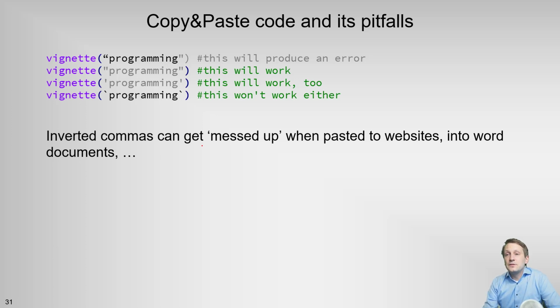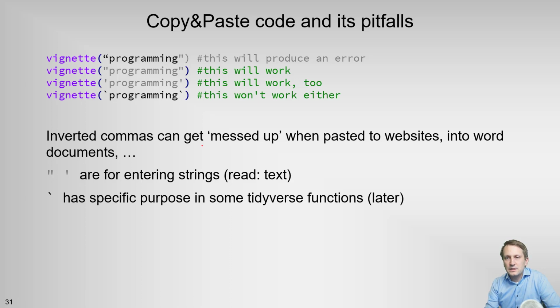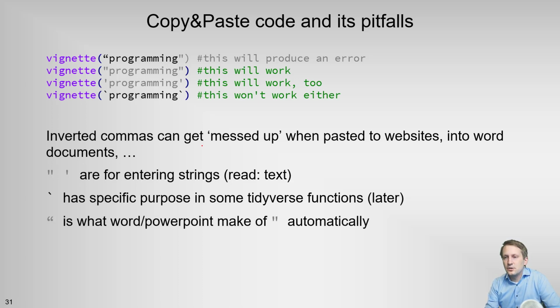Sometimes these inverted commas get messed up. Even if you have the right inverted commas in your clipboard, and then you paste them into PowerPoint or Word, and you copy that again and paste it back into the console, sometimes it gets messed up in the process, because PowerPoint may automatically turn these straight inverted commas into curly ones. The single or double ones are for entering strings. The backtick has another specific purpose for some Tidyverse functions in particular, and we may learn about that a little bit later. And the curly ones don't really work for anything in R.